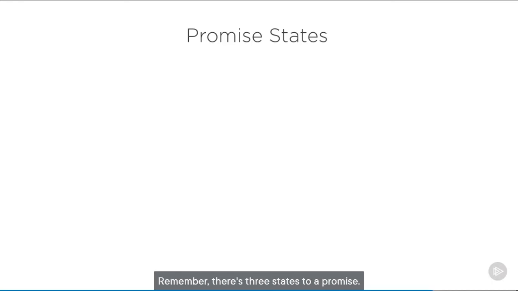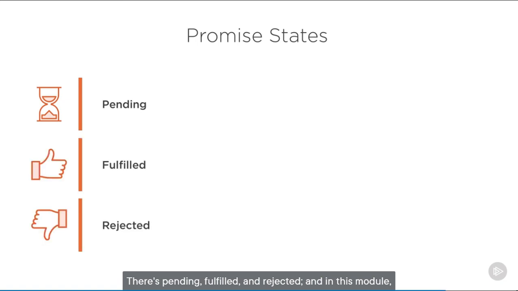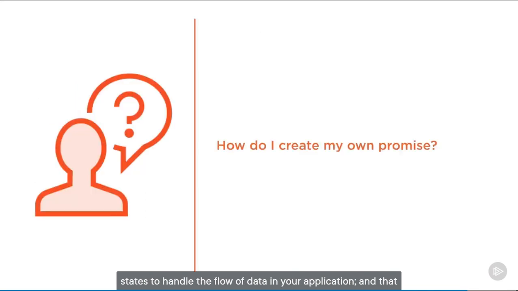Remember, there's 3 states to a promise. There's pending, fulfilled, and rejected. And in this module, you were able to see each of these 3 states. And more than that, you were able to see how to start chaining fulfilled and rejected states to handle the flow of data in your application.